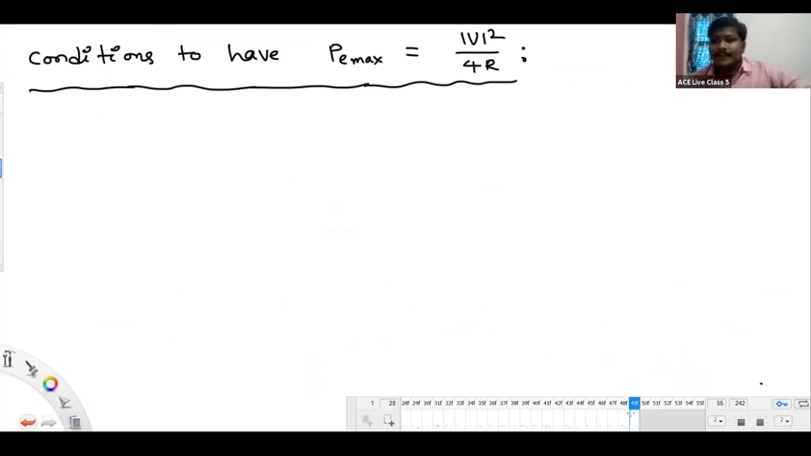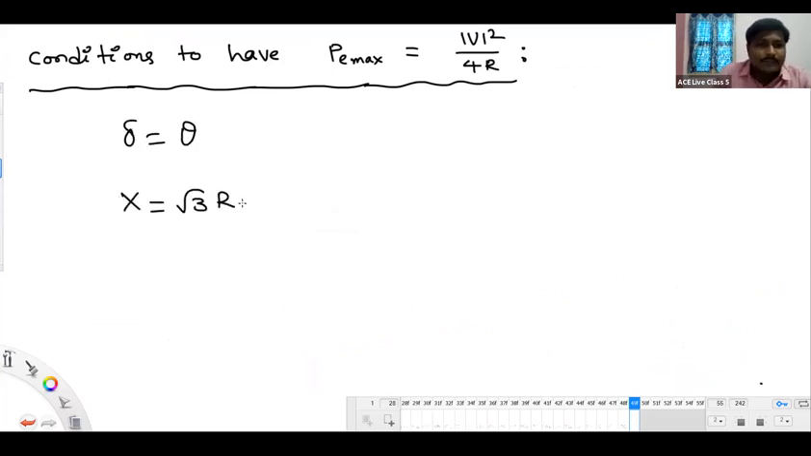See, two conditions majorly we have taken, right? First condition, delta equals theta. Second condition, x equals root 3r. These two conditions only we are going to concentrate on. Tell me, any of you, which condition do I have to maintain first? Is it delta equals theta or x equals root 3r? Which one we have to maintain first? Number 1 or number 2?